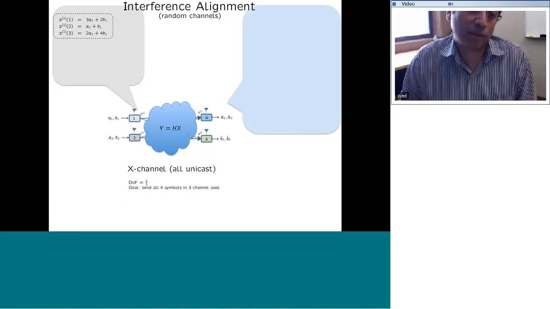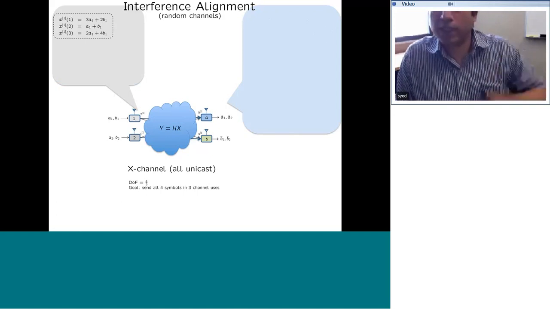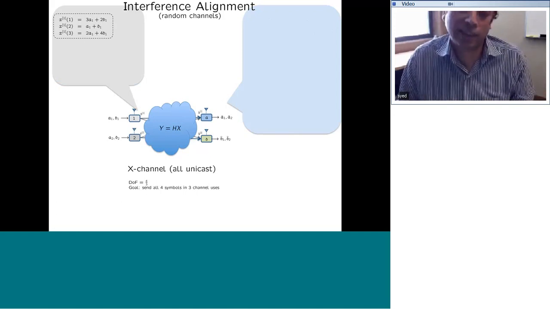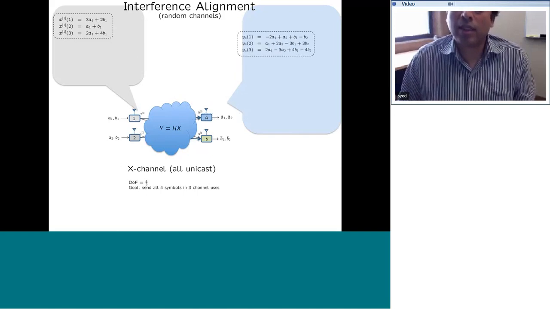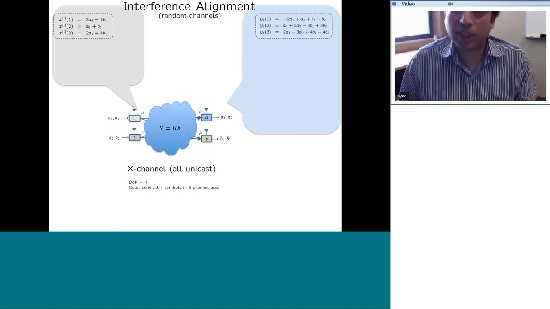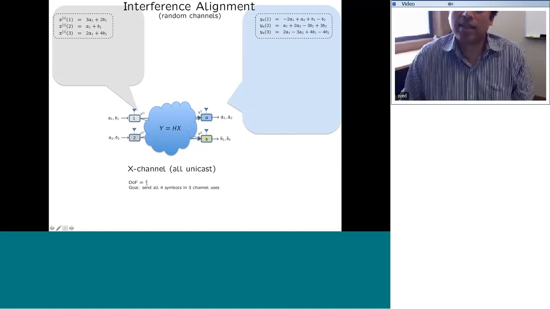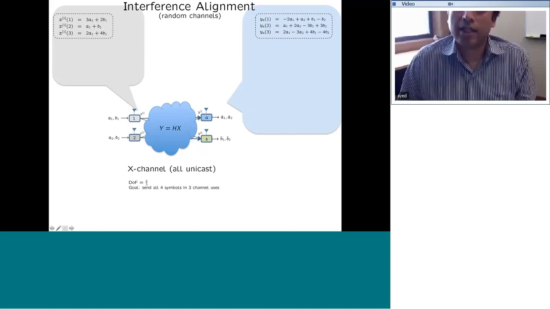So assume that, for this example, these are nice choices. These are good choices of linear combinations to send from the transmitter. Then what would happen at the receiver? Something nice would happen, and it would look like this. So why is this a nice set of equations? It's nice because interference is aligned. Let me make it explicit.